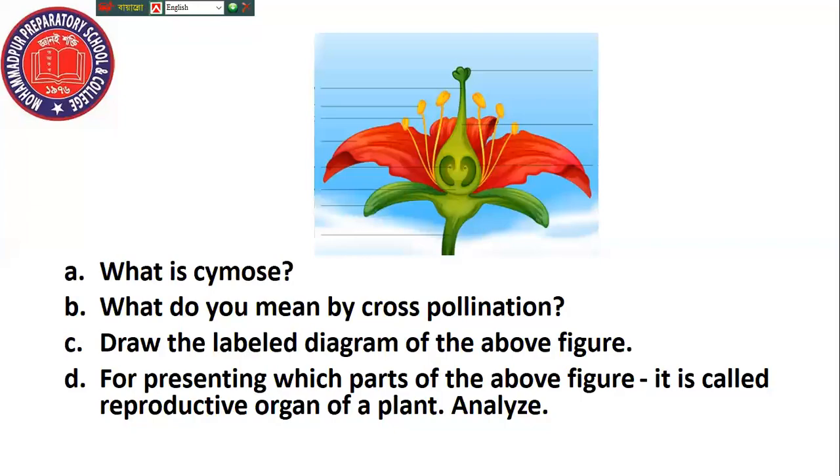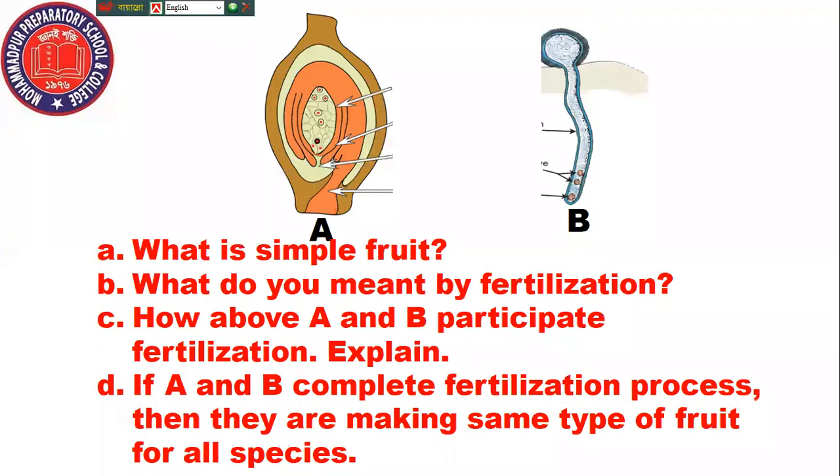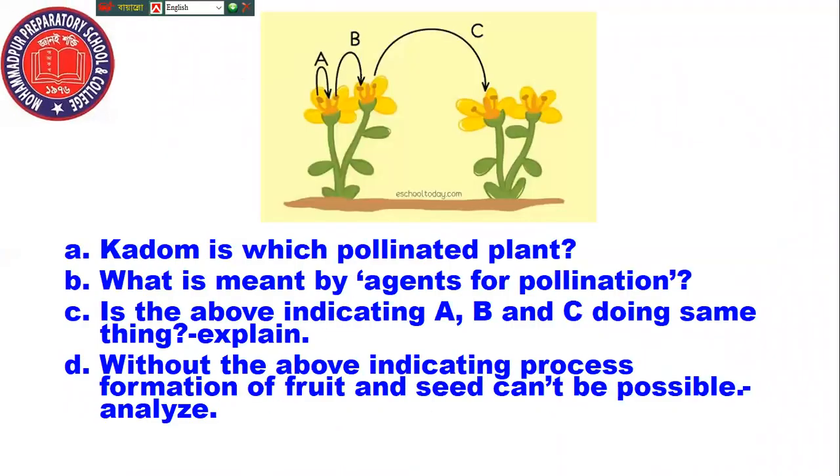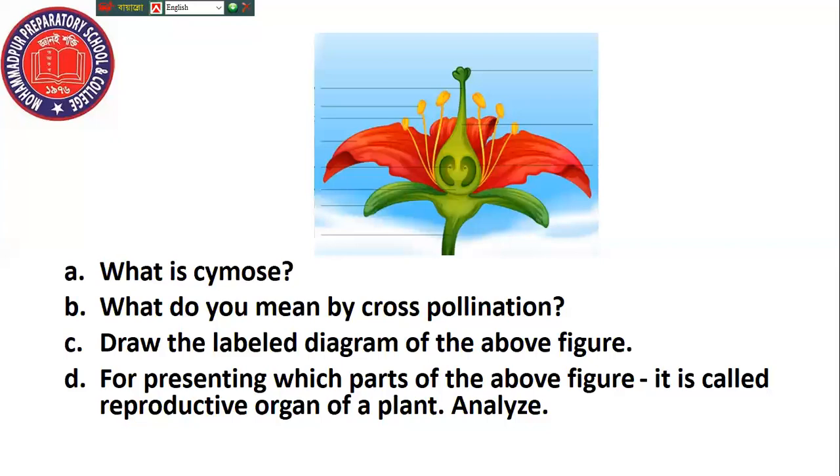So here I applied 1, 2, 3, 4 questions, and everything is from your book, using figures from Google or others, but everything is inside your book. You just practice serially, one after another. And what do you mean by cross pollination? We know what pollination is, and it is 2 types: self pollination and cross pollination.